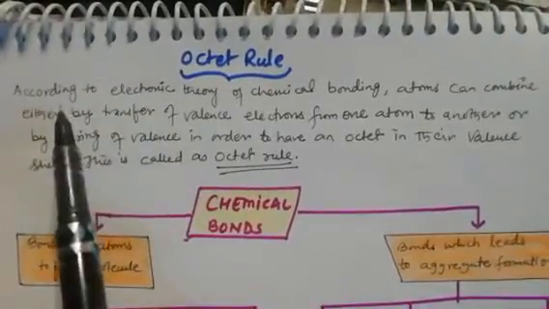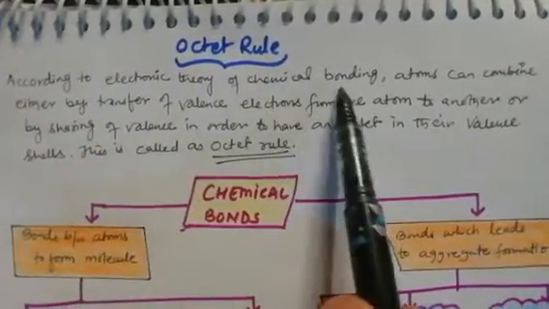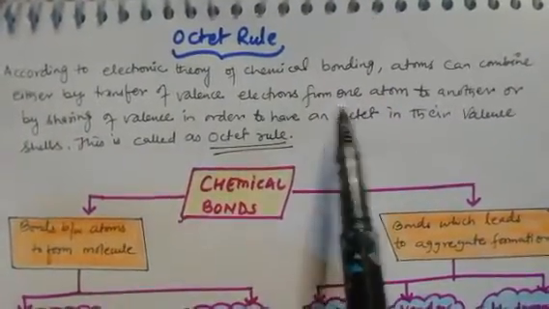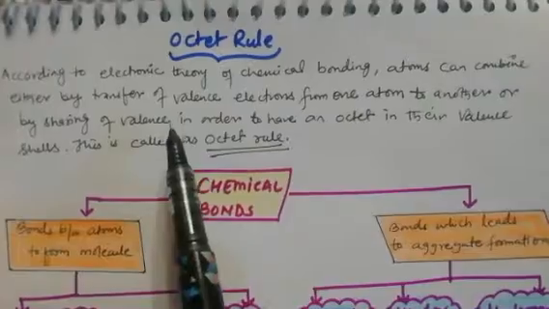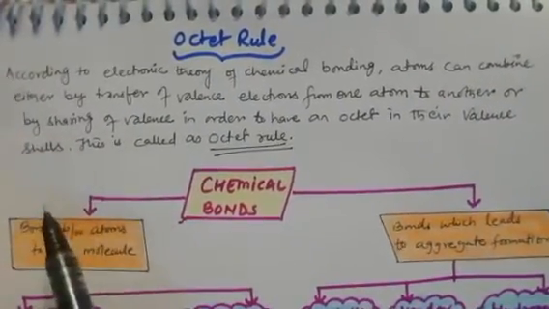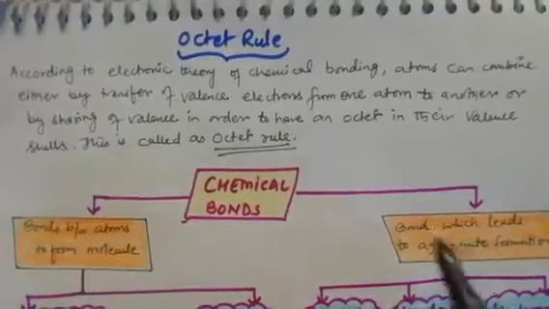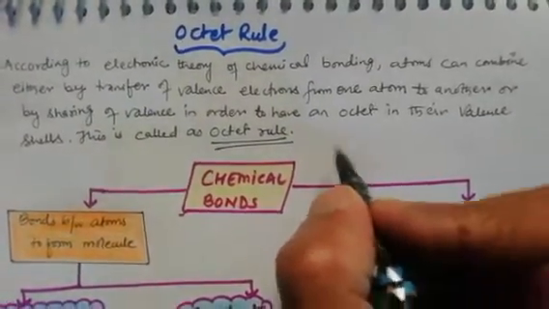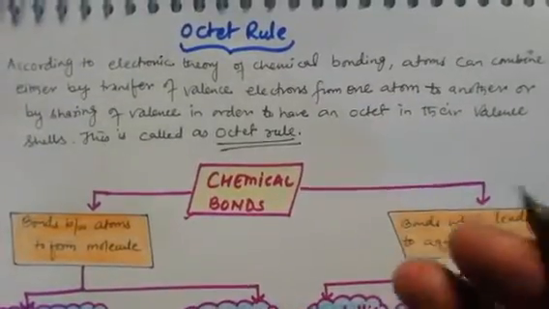We have already studied why atoms combine: atoms combine to make an octet, to become stable. So what is the octet rule? According to the electronic theory of chemical bonding, atoms can combine either by transfer of valence electrons from one atom to another atom, or by sharing of valence electrons, in order to have an octet in their valence shell. This is called the octet rule. The octet rule simply says that those atoms which don't have 8 electrons in the outermost shell need to somehow make 8 electrons in the valence shell.